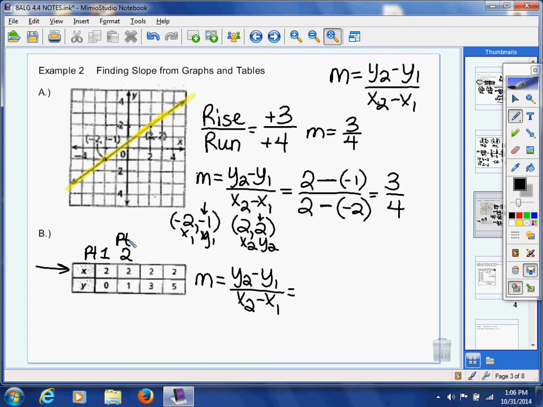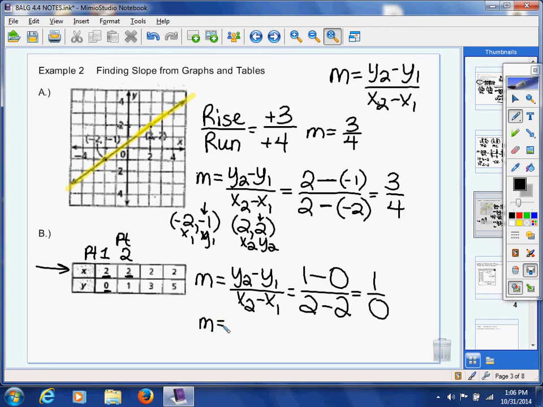So y2 would be 1. y1 would be 0. Okay, go to your x's. x2 is 2. x1 is also 2. Okay, so let's see what we got. 1 minus 0 is 1. 2 minus 2 is 0. Wait a second, we have a problem here. You can't divide by 0. So what is this slope?